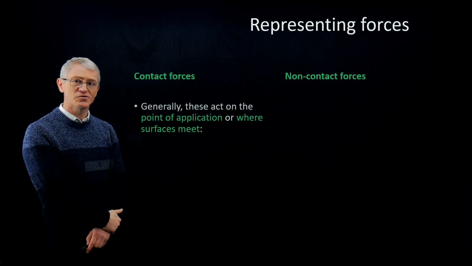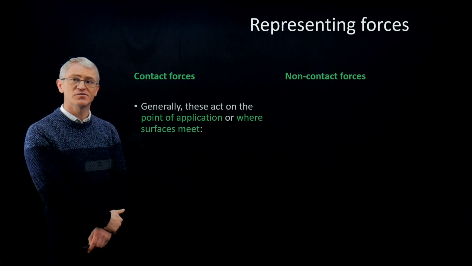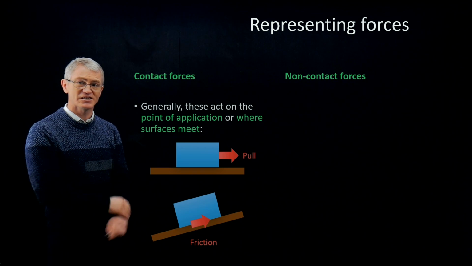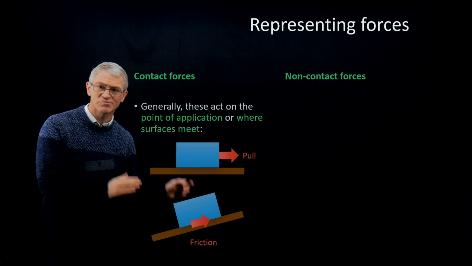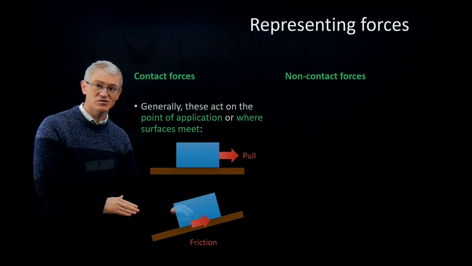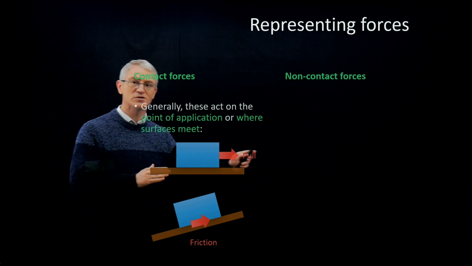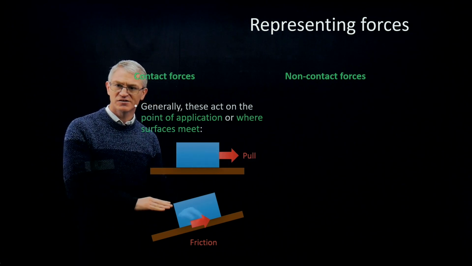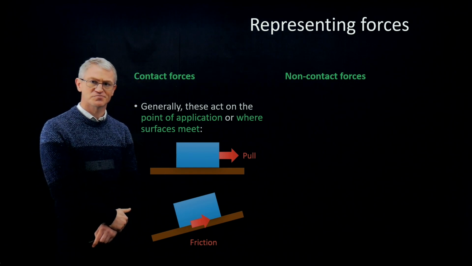Now remember, we have contact forces and non-contact forces. Contact forces act on the point of application where the surfaces meet. You can see them here, there's where the surfaces meet. So let's put the arrow where the surface meets here for friction, or for pull. We know the pull is pulling it in that direction, so we can connect it to the side here. Friction is where the level is here, so we've got to put the arrow where it is.